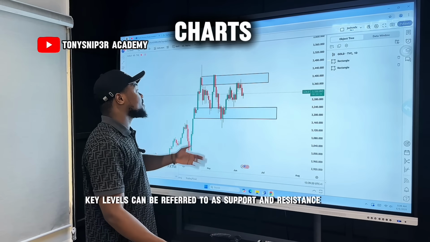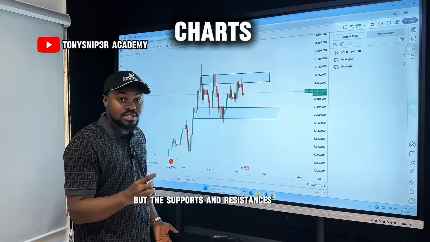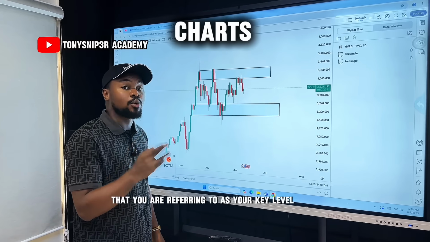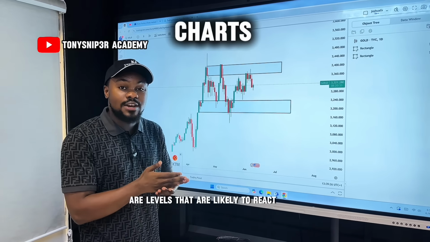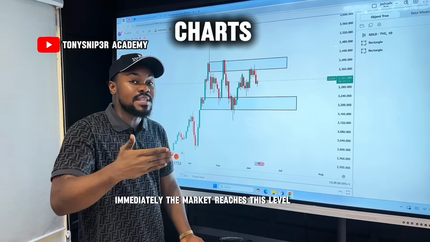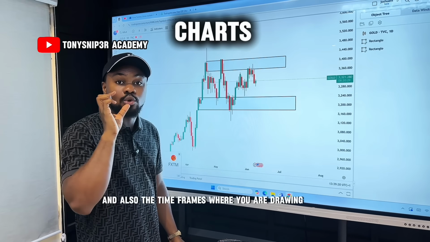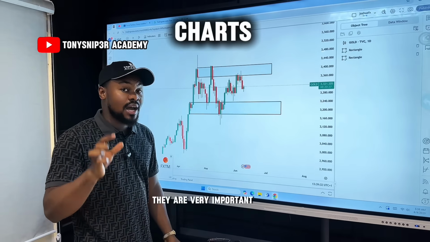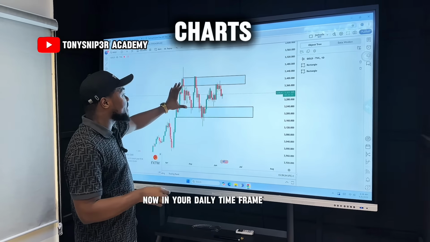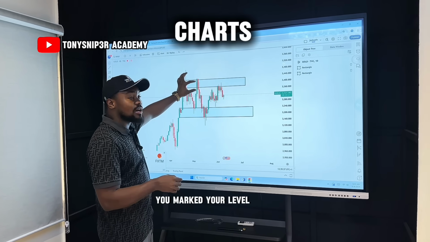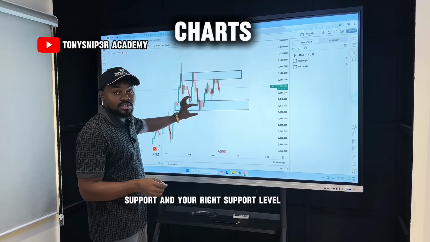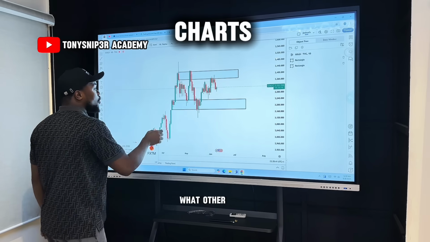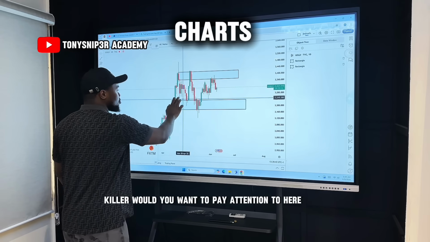Remember, key levels can be referred to as support and resistance, but those support and resistance levels that you're referring to as your key levels are levels that are likely to react immediately the market gets to this level. And also the time frames where you're drawing them are very important. Now, on your daily time frame, you've marked out your supply level and your support level, right? Good. Now, what other key level do you want to pay attention to here?